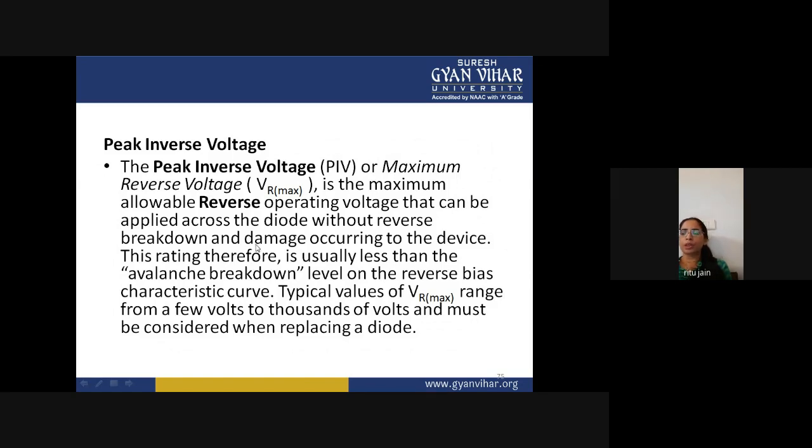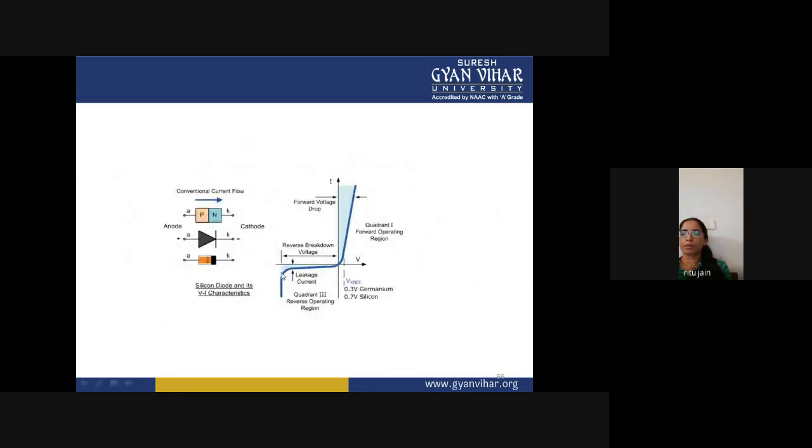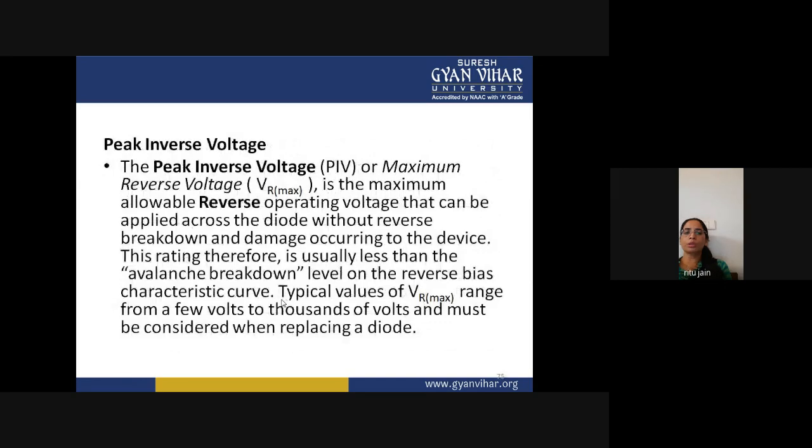So peak inverse voltage means that point, before that point, that is your peak inverse voltage. Because at this point or after this point, the voltage will break down and the current will start to increase. So we don't want current to flow in the reverse direction, because after breakdown the current increases sharply, which can damage the diode. So this is all about your peak inverse voltage.